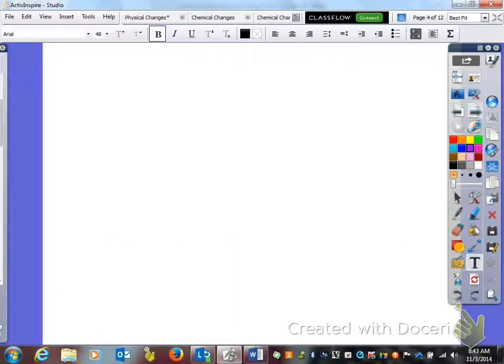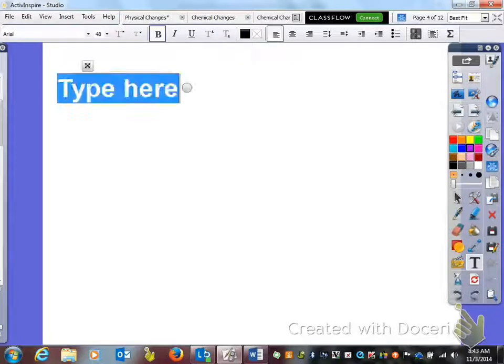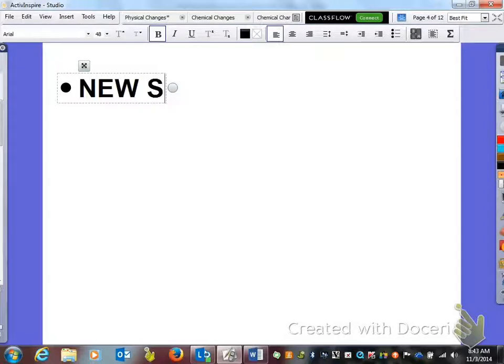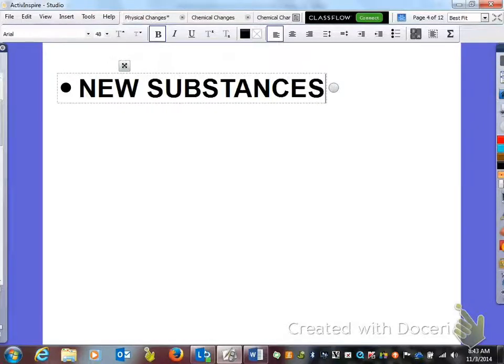Now on your fun sheet, at the bottom, we want to identify evidence that a chemical change has occurred. You can do these in bullets, that's fine. The number one thing is that you get a new substance. I want you to write this in all caps and circle it. It's very important that you know that when we have a chemical change, you will see a new substance that has different characteristics or properties than what you started with.